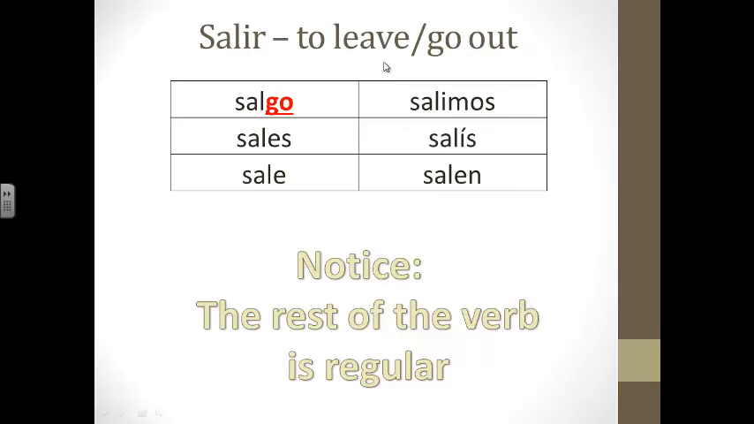Salir is our next verb, to leave or to go out. Has an irregular yo, it's a go verb. And notice that it's an IR verb, so it has IR endings. Its conjugation, salgo, sales, sale, salimos, salís, salen.